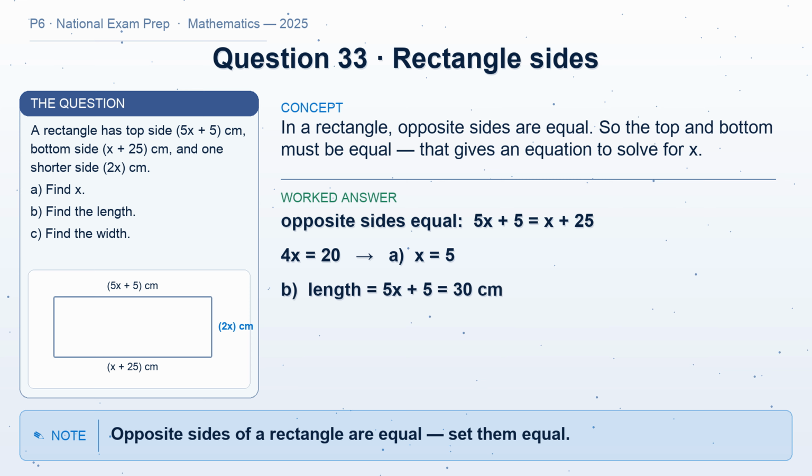Now the length is 5x plus 5, that is 5 times 5 plus 5, which is 30 centimeters. And the width is 2x, that is 2 times 5, which is 10 centimeters.